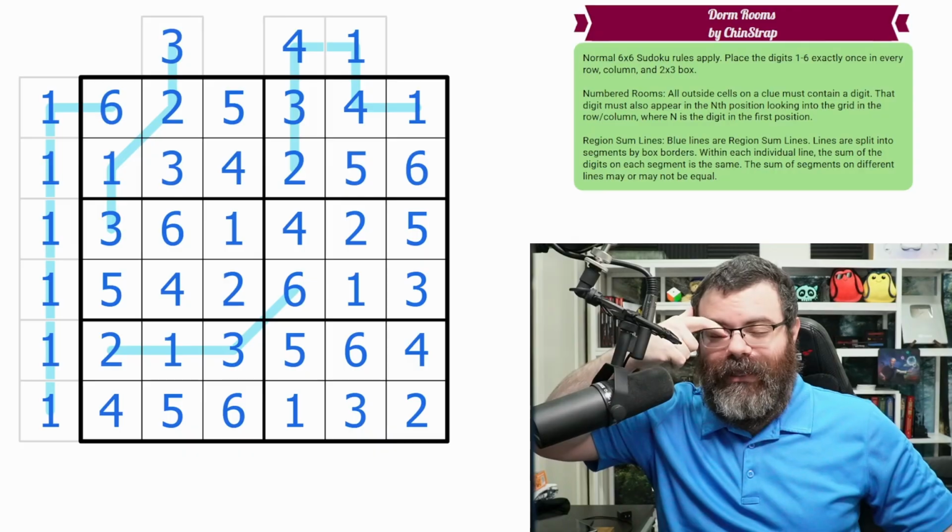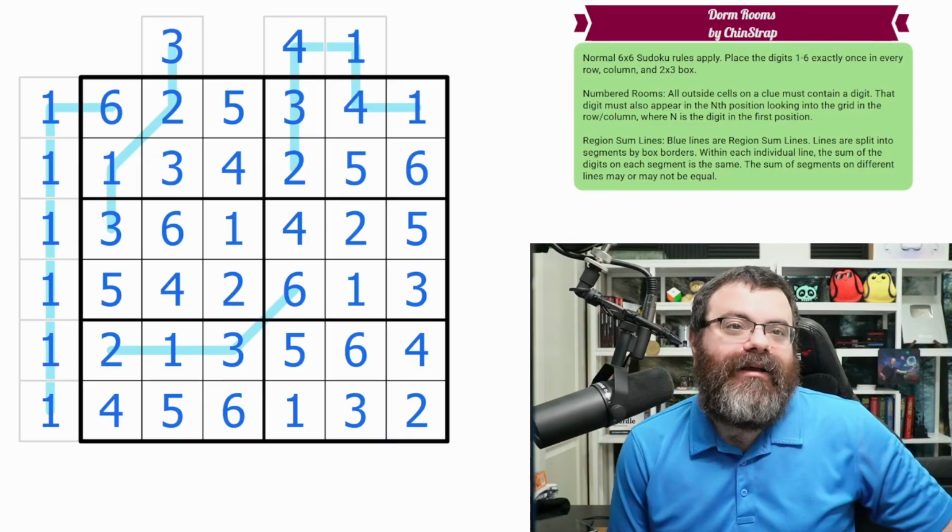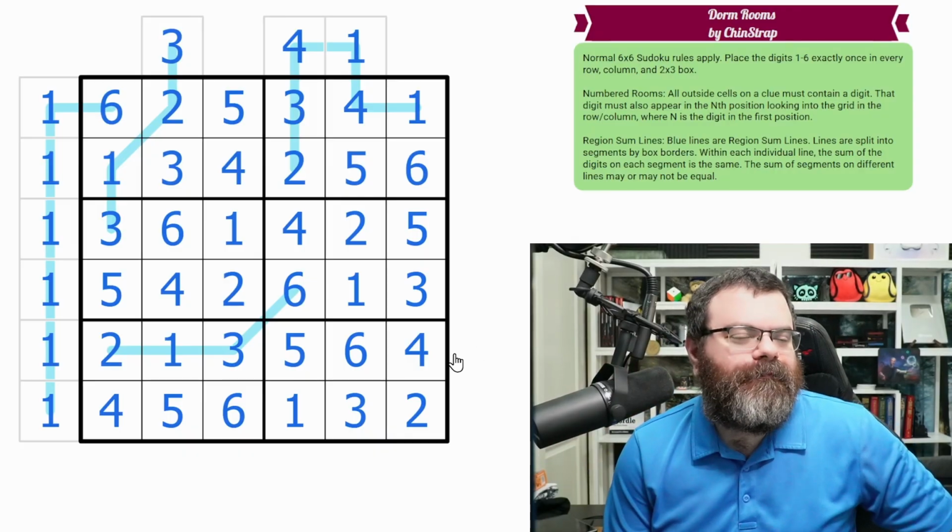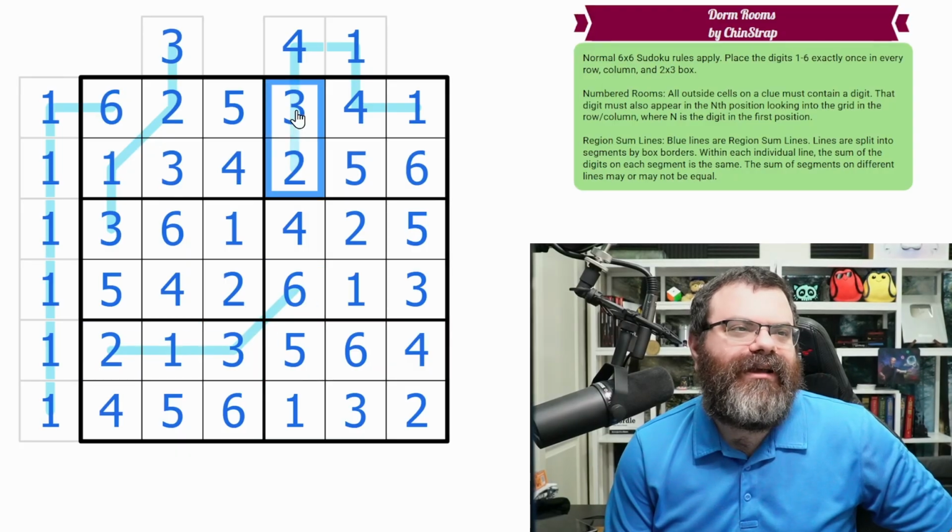All right. Cool. Well, that was a neat puzzle, ChinStrap. I enjoyed that. Nice use of the numbered rooms with the region sums. I love region sums, especially outside the grid region sums. That's really neat.